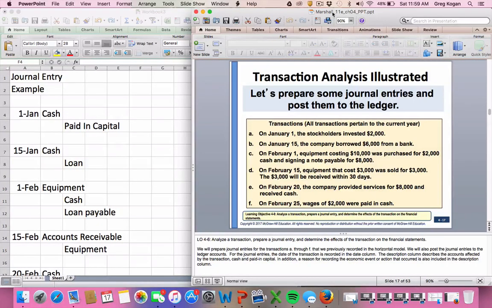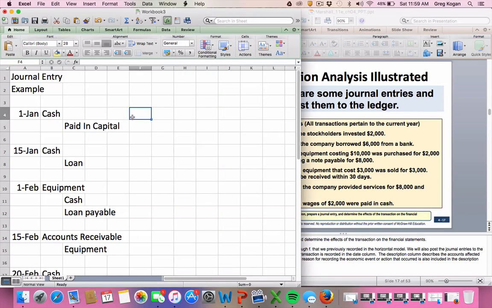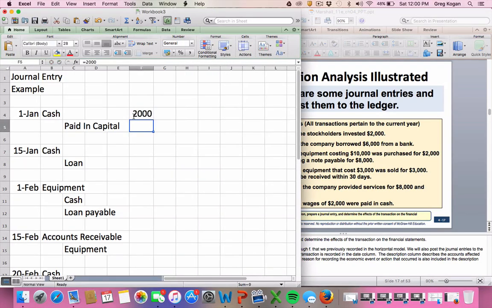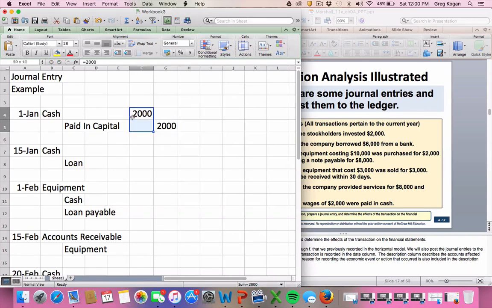So I wanted to go over an example that we have here in slide 17. We have a transaction analysis illustrated. Let's prepare some journal entries and post them to the ledger. So we have on January 1, stockholders invested 2,000 in the company. So we have here a 2,000 debit and a $2,000 credit.